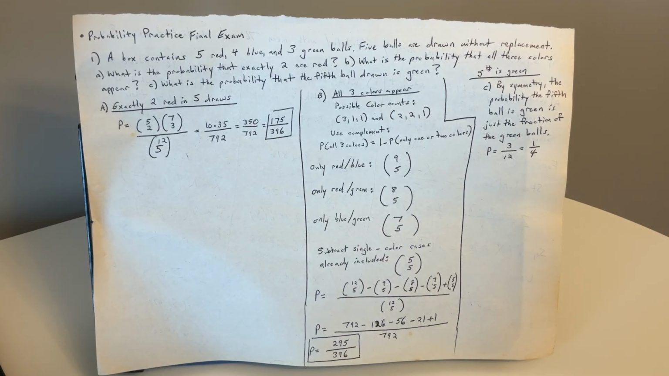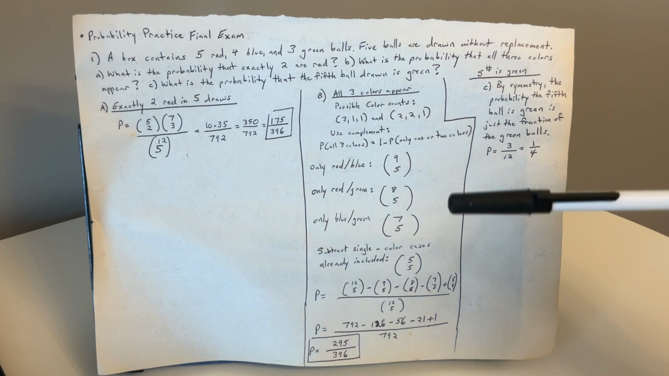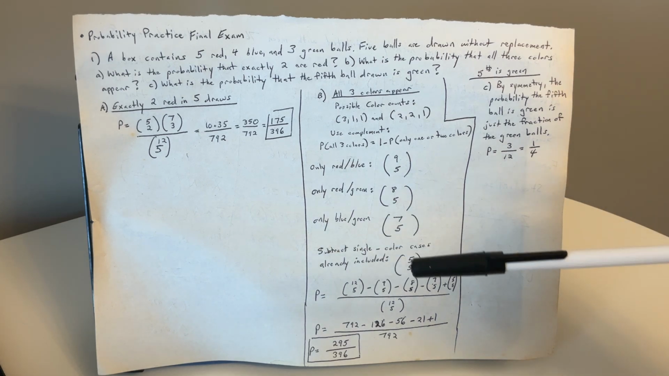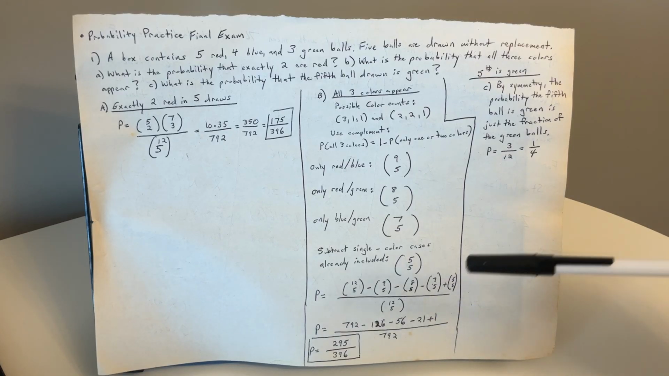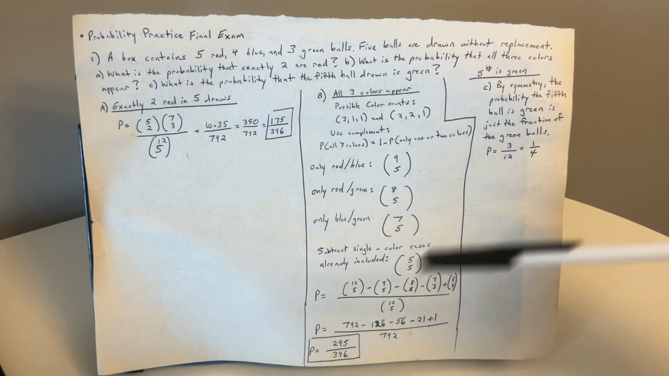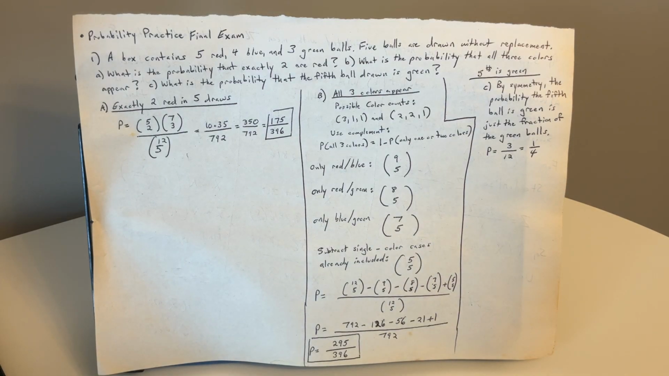Okay, using our combination formulas, and again, I'm just going to move through this quickly. Subtract your single color cases already included. So here's going to be the numerator over that (12 choose 5), and you're going to come out with your P is 295 over 396 when you simplify. Okay, you could change that to a decimal as well.